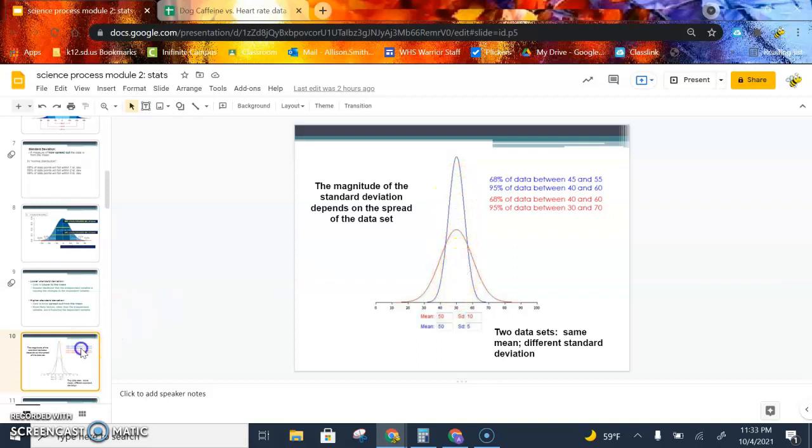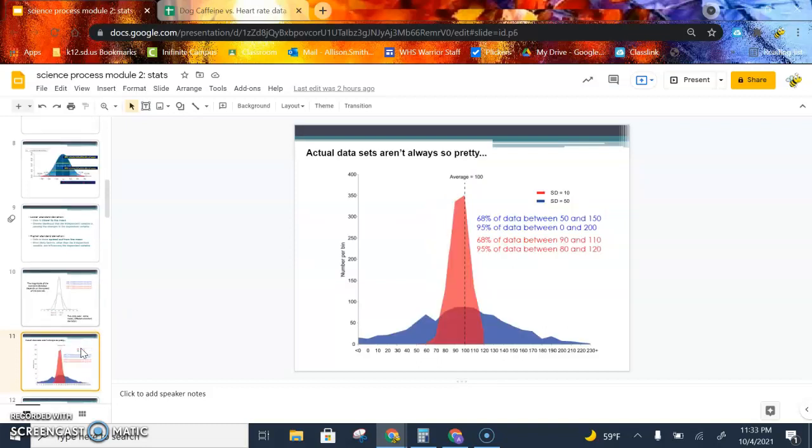Now, it's not always so pretty as a perfect bell curve, so this is an example of maybe what a more realistic one would look like. But still in this same instance, we have 2 different data sets. They both have an average or a mean of 100, but the red bell curve is much closer together, a much less spread. In other words, one standard deviation, 68% of the data points, is much smaller than what you'd have to do to include 68% of the data points in the blue bell curve.